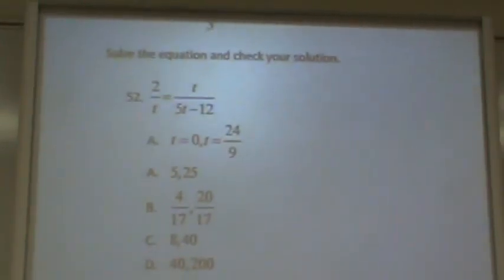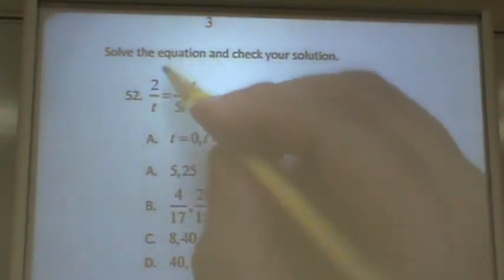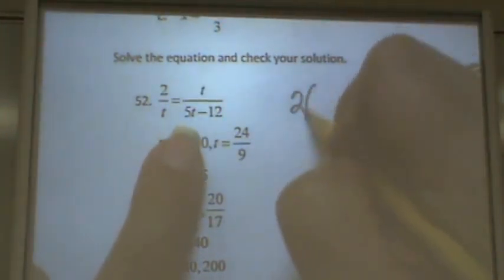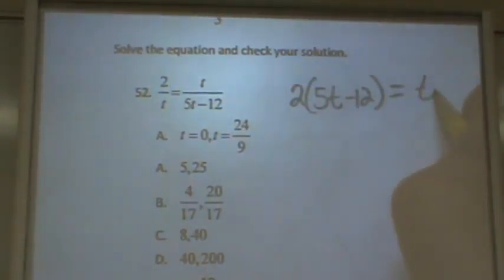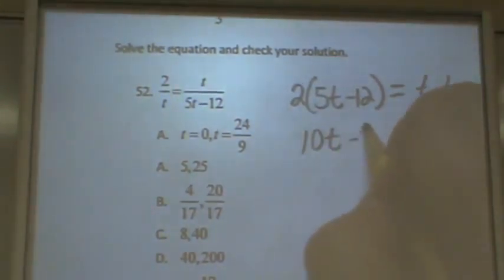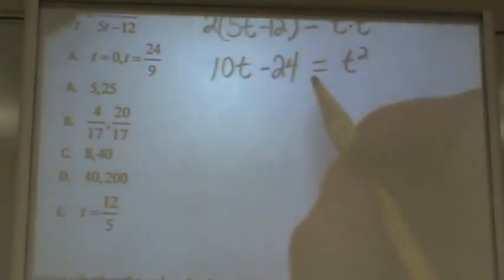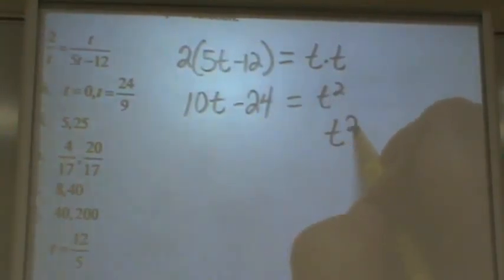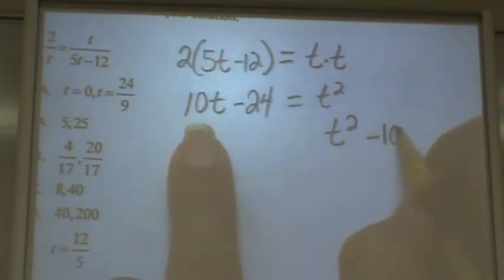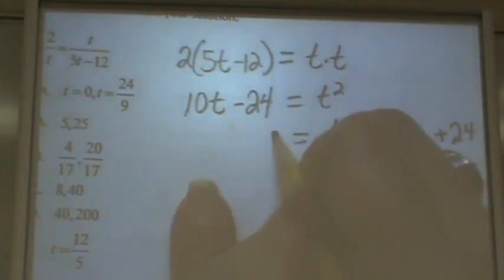Okay, 52, we have two fractions set equal to each other. They're two fractions in proportion, so we're gonna cross multiply. So 2 times 5t minus 12 equals t times t, which is t squared. 2 times 5t is 10t minus 24. Now, this is a quadratic, so what we have to do is set it equal to 0. I'm gonna keep everything on this side because this is a positive t squared. I'm gonna swing 10t over. This becomes negative 10t, and this becomes a positive 24.